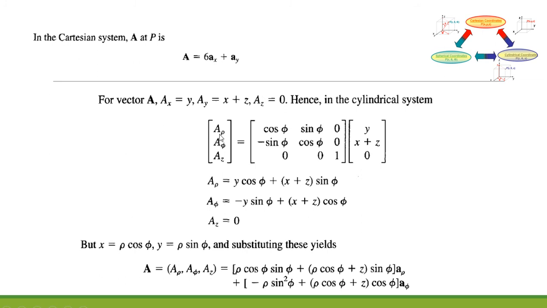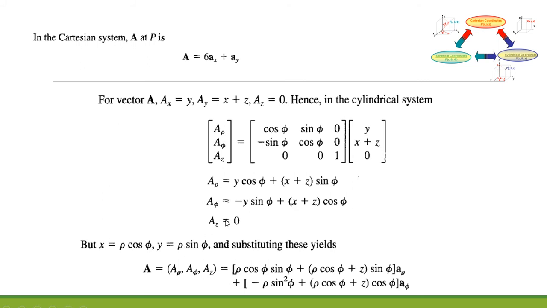For the cylindrical system, we have to calculate A_rho, A_phi and A_z, and this is the transformation matrix which I did in the previous class. This one is the x component, y component, y, x plus z, 0. So just multiply and expand this equation, you get A_rho equal to y cos phi plus (x plus z) into sin phi. Likewise, you get three equations.